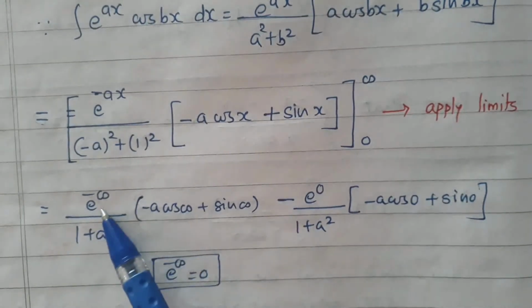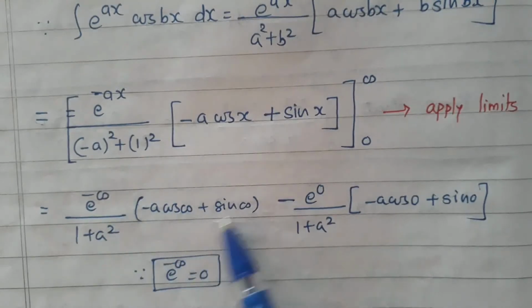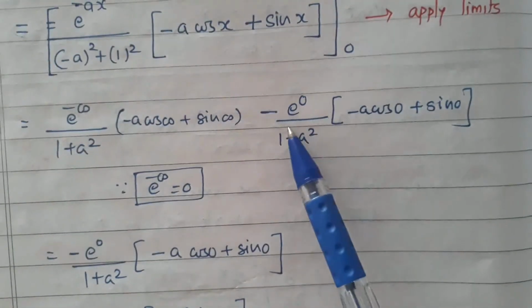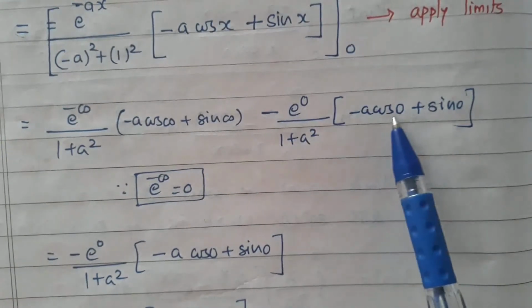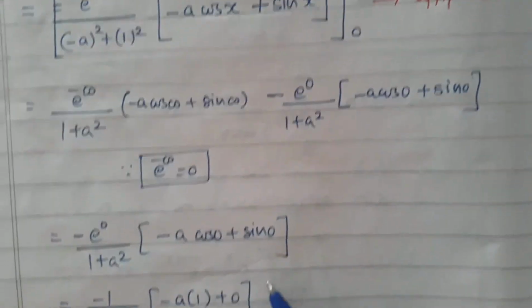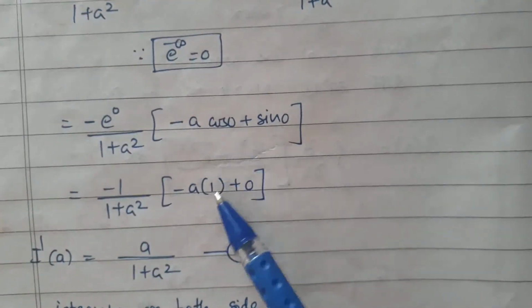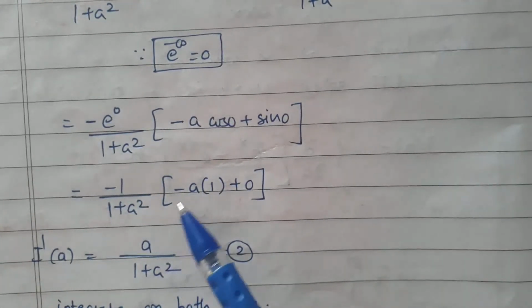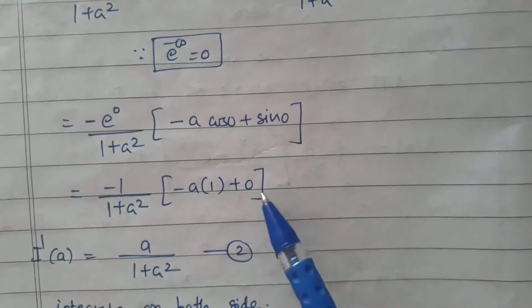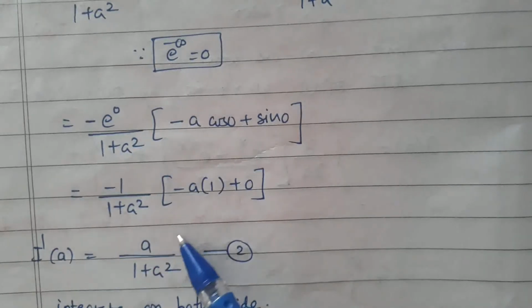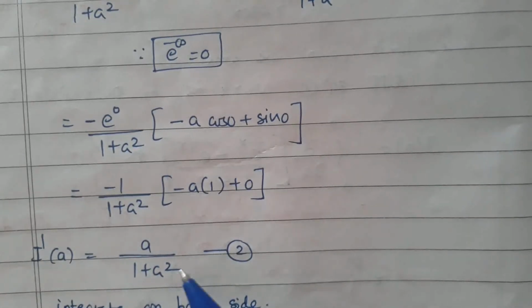So e raised to minus infinity value is 0. Because of that, the first term becomes 0. E raised to 0 is 1 and cos of 0 is equal to 1. Sin of 0 is 0. So using all these values, your RHS becomes minus 1 upon 1 plus a square, times minus a plus 0. Minus becomes plus. So I dash of a is equal to a upon 1 plus a square.